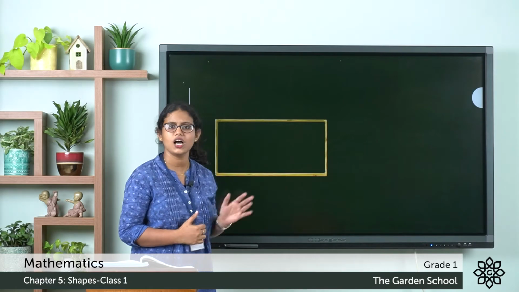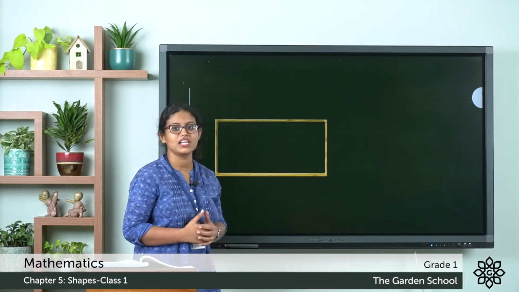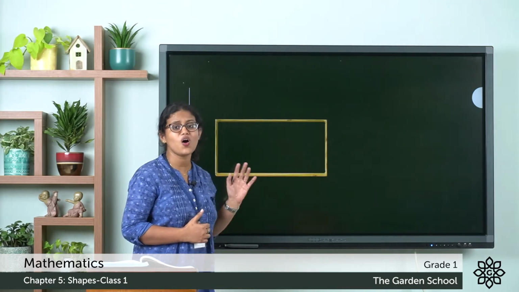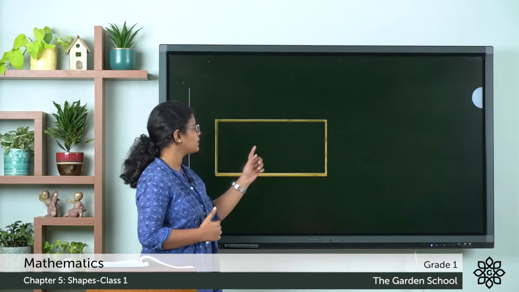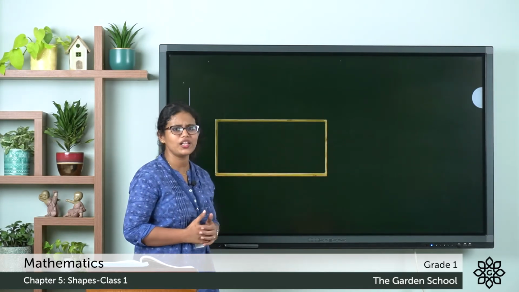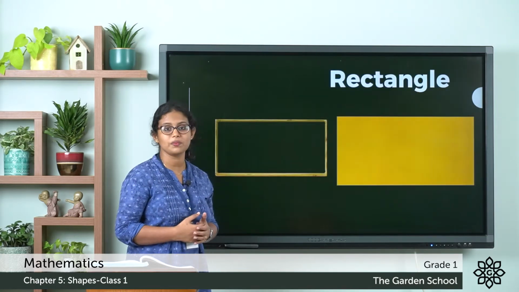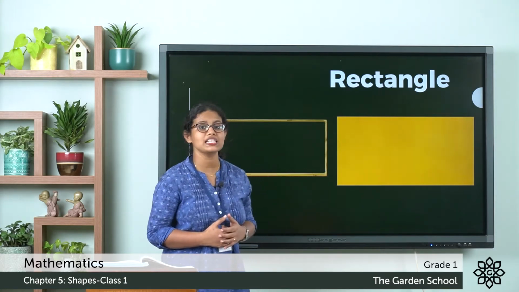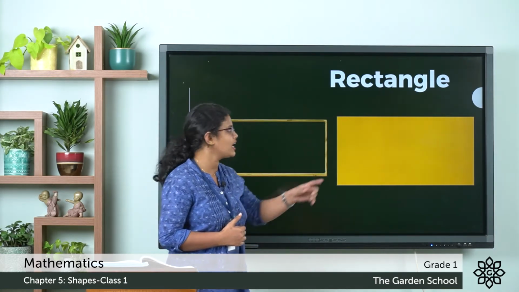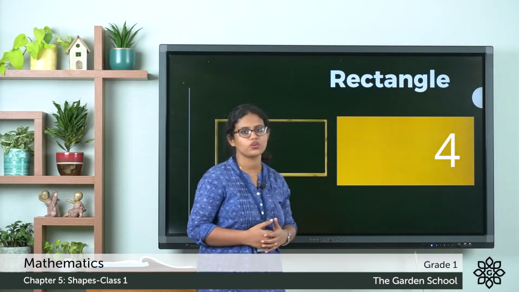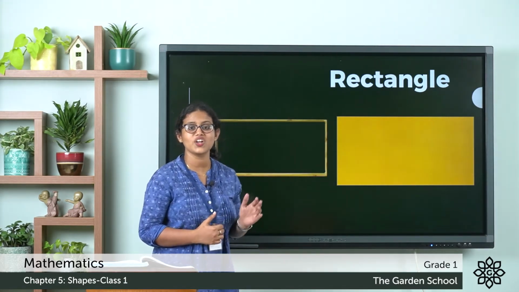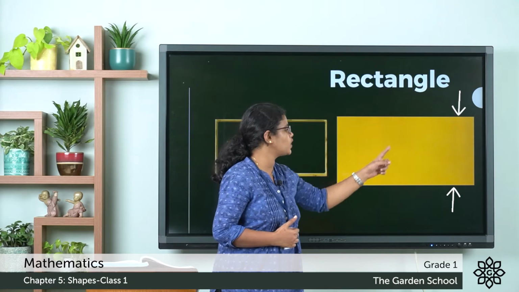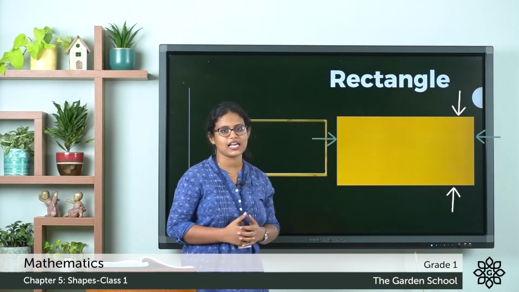Here you can see a board. Does it look similar to a square? No, right? Because in a square, all 4 sides are equal. What about here? Are all 4 sides equal? No, right? So, what shape is this? It's a rectangle. Rectangle also has how many sides? 4 sides. See, 1, 2, 3, 4. But all 4 sides are not equal. 2 opposite sides are equal. You can see 2 longer sides and 2 shorter sides.